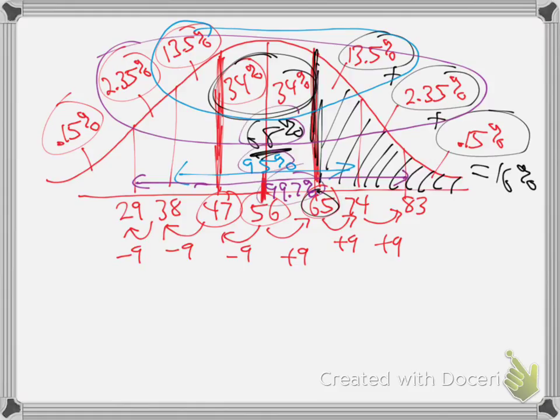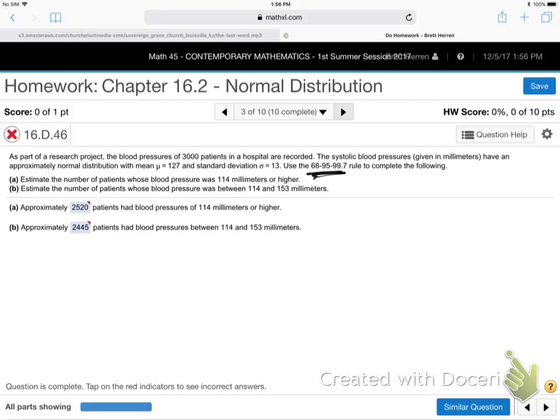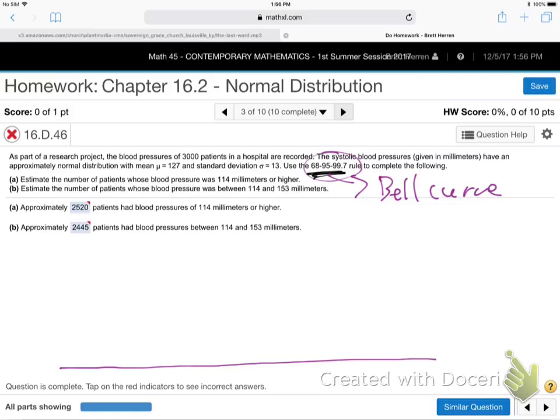So that's where they're getting the 68, 95, 99.7. That's 2 boxes, 4 boxes, 6 boxes in the middle added up. That's their fancy way to say use the bell curve. That's all they're saying. Does that make sense? So getting back to here, when they say use the 68, 95, 99.7 rule, they mean use the bell curve, which is what we're going to do. All right, so can we do this one? Let's draw the bell curve.